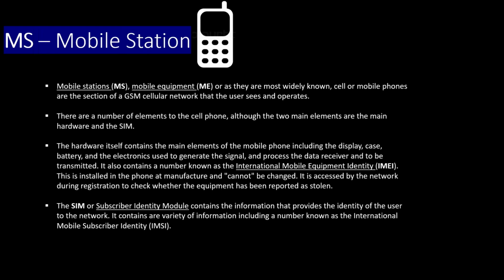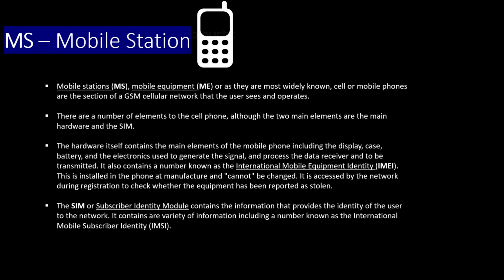MS, mobile station. Mobile equipment, or as it is most widely known, cell phones or mobile phones, are the section of a GSM cellular network that the user sees and operates. There are a number of elements to the cell phone, although the two main elements are the main hardware and the SIM. The hardware itself contains the main elements of the mobile phone including the display, case, battery and the electronics used to generate the signal and process the data received and to be transmitted.